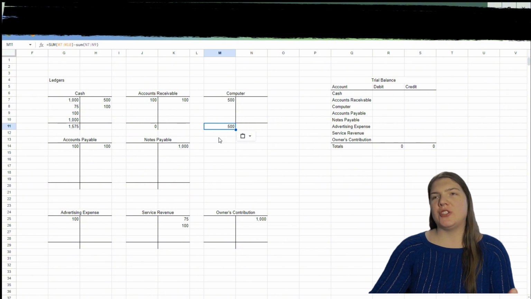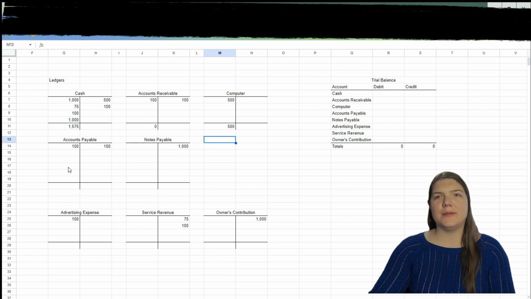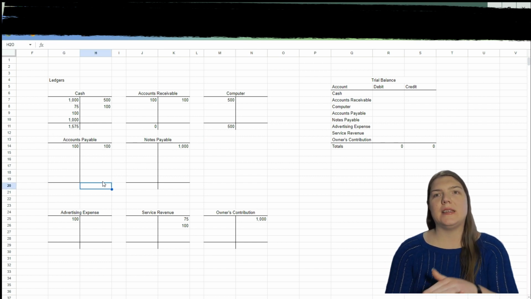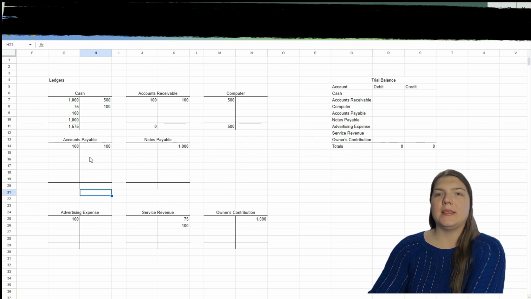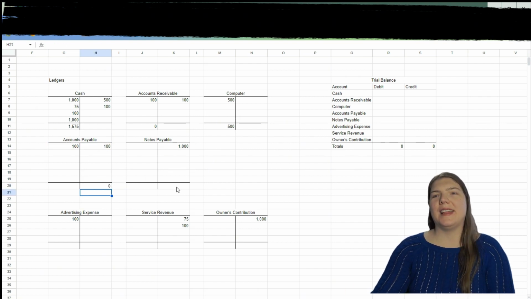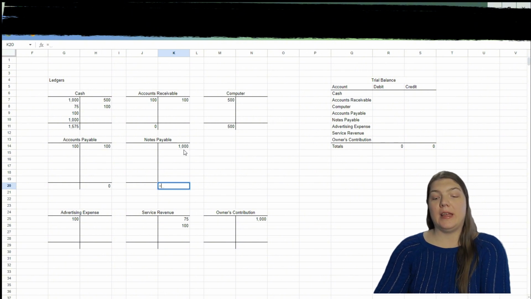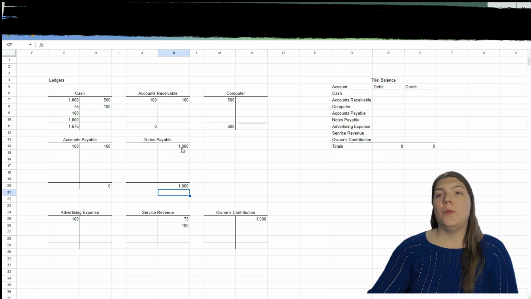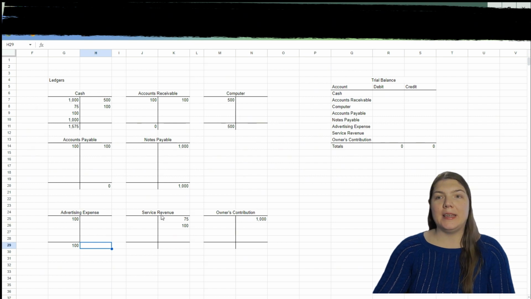And for the computer, it's just a debit of 500, so it stays 500, and it stays on the side where it is. It doesn't flip sides. Accounts payable is actually a liability, it's a credit. We'll put it over here. And so I'll just do credit minus debit. Since there's just one, we can see it's 0. Notes payable is also a liability, it's a credit. We put that here, it's $1,000, there's only one entry. Advertising expense, only one entry, it's a debit.